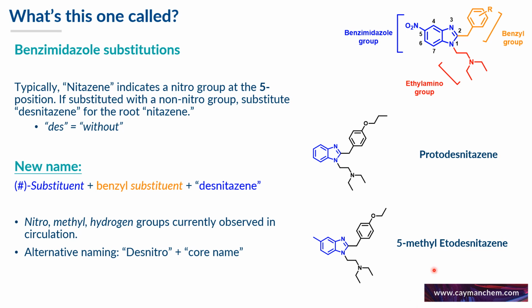So here we have an ethoxy substituent located at the para position of your benzyl group, making it etonitazene, but there is a methyl substituent on the benzimidazole at the 5 position, making this 5-methyl eto-desnitazene. So far, we have only seen nitro, methyl, and unsubstituted benzimidazoles.